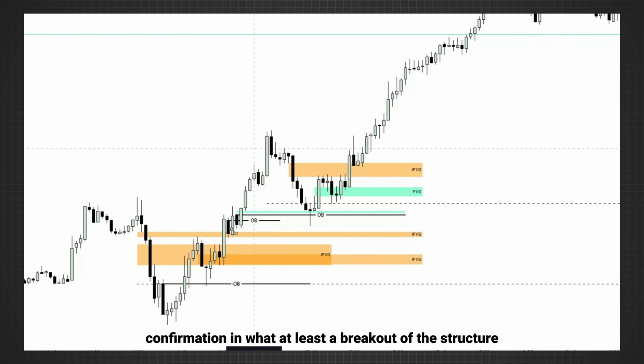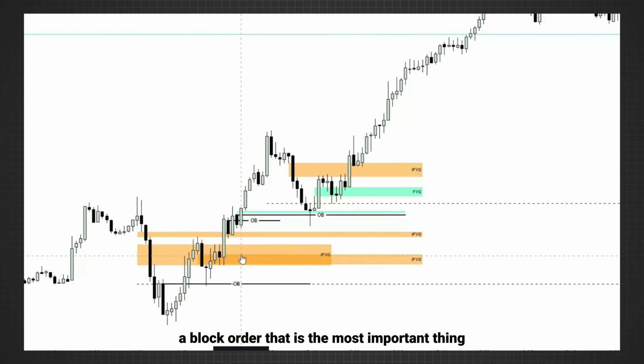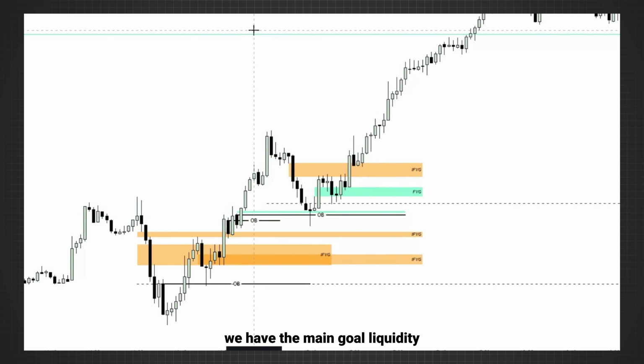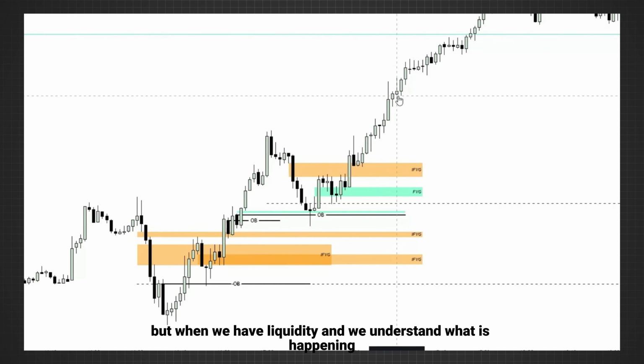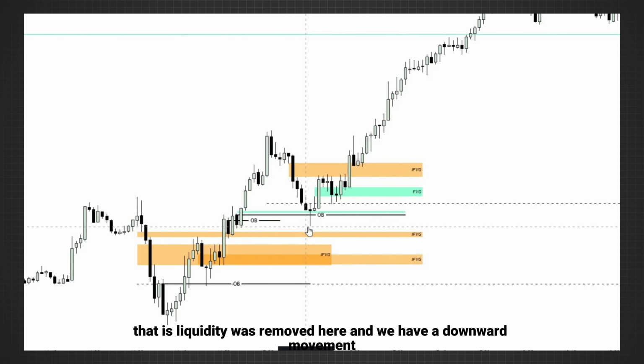Confirmation in what? At least a breakout of the structure, an inverted gap that gives support for price movement, an order block. That is the most important thing. We have the main goal, liquidity. That is, if there was no liquidity, it would all be just random. But when we have liquidity and we understand what is happening, we can work in this format. That is, liquidity was removed here. And we have a downward movement.